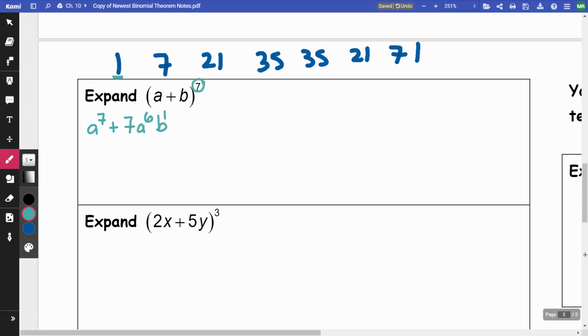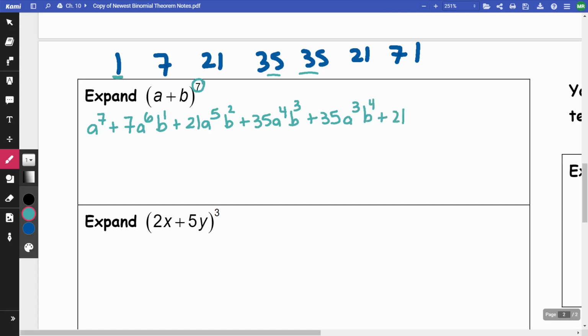This 7 plus, and I'm using the 21, a to the 5th. Again, it's going down 7, 6, 5. 5 plus what gets us 7? 2. So it's always going to add to this exponent. Plus 35. Now it's going to be a to the 4th, which means my b is going to be to the 3rd. Another 35, because I have 35 twice up here. So this is going to be a to the 3rd and b to the 4th.